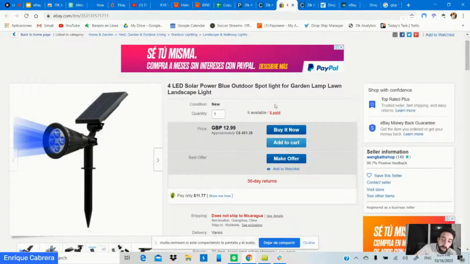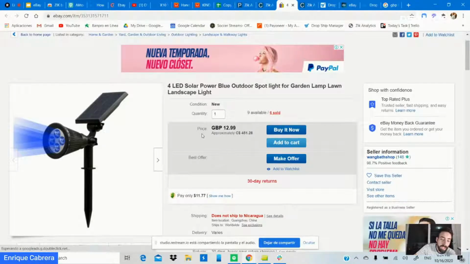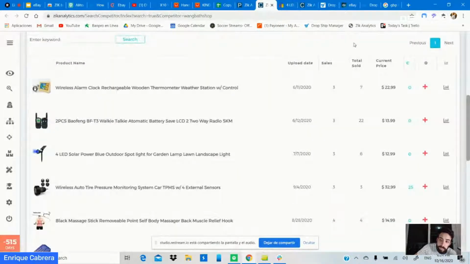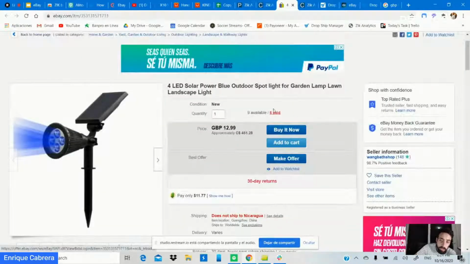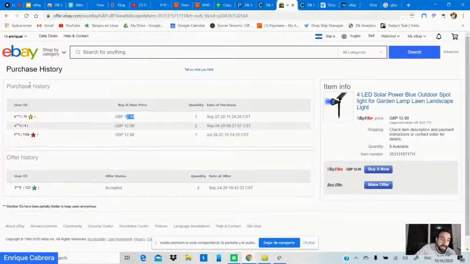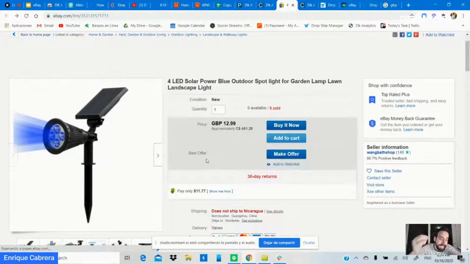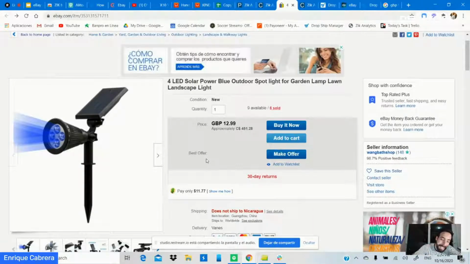Then you need to always check the transaction or purchase history. We already know for a fact this person has made 3 sales in the past 30 days, but you can also check that over here. If you click on the transaction history, you'll see the price that it was sold for, the quantity that was bought, and the date of purchase. So this is very important. Again, remember, I can't stress this enough. Look for products that have generated 3 to 4 sales during the past 30 days or the past month.